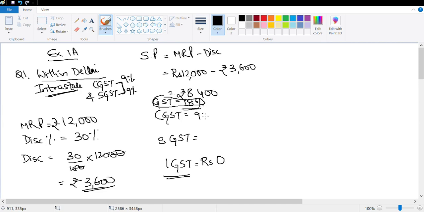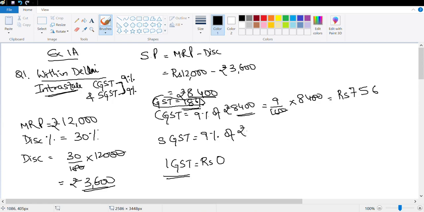So 9% of the MRP. No, not the MRP, the selling price, because it is finally being sold at 8,400, not at 12,000. So 9% of 8,400. So that's 8 into 9, 72, and 36, so that's 756. SGST will also be 9% of rupees 8,400, which is again the same amount, 756. Keep in mind the CGST and SGST will always be equal, always.